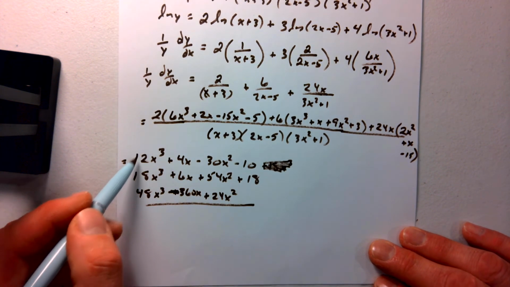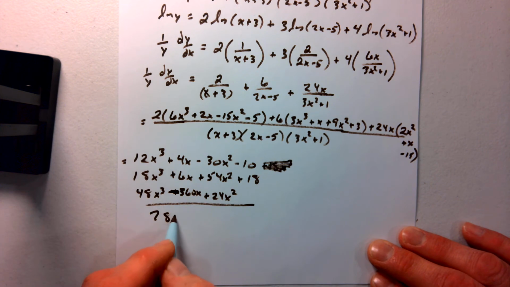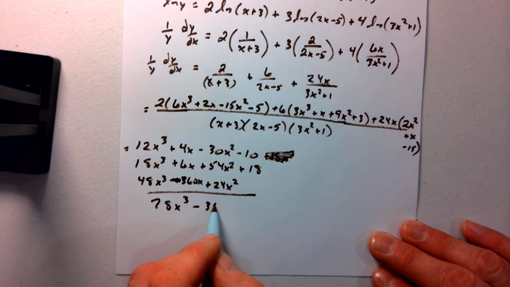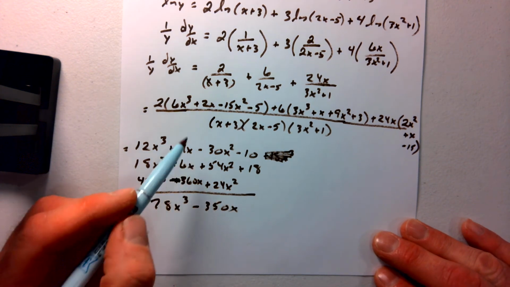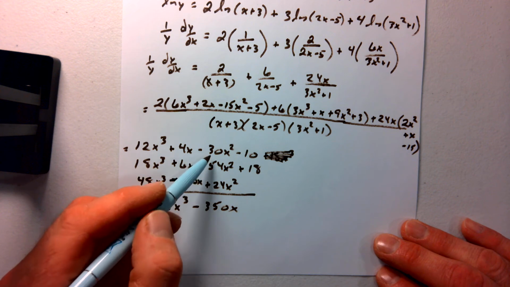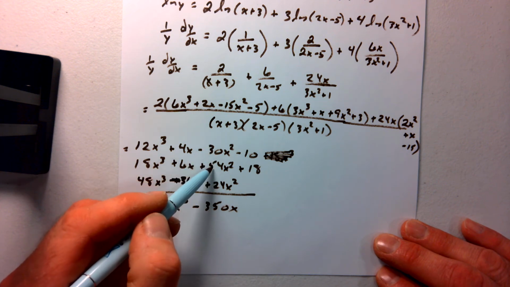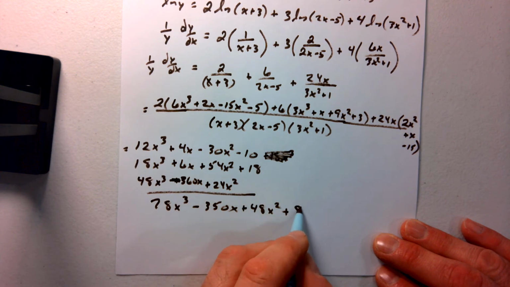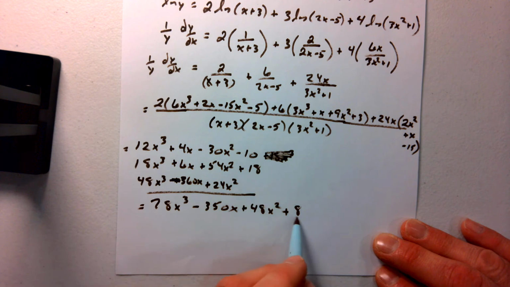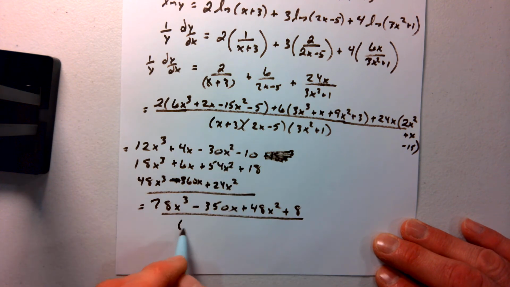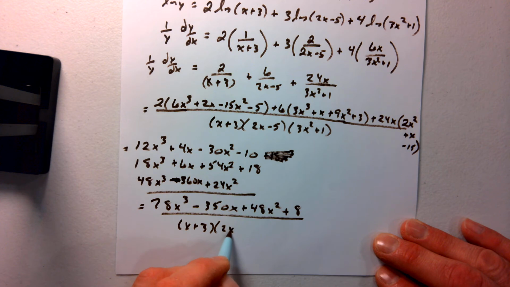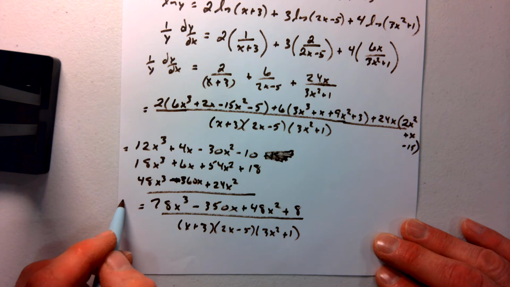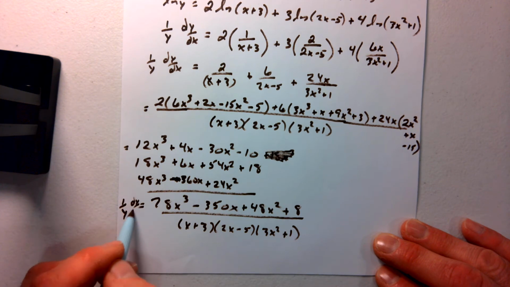So I'm going to go ahead and add those together. So I get 10, 20, I get 30, I get 78x to the third. 360 minus 10 is going to be 350x, a negative. Here, what do we got? We got a negative 6 when I add those. So I get a 48, so plus 48x squared, and then plus 8. So that's what that's going to equal all over that denominator of x plus 3, 2x minus 5, and 3x squared plus 1. Again, that's equal to 1 over y dy dx.